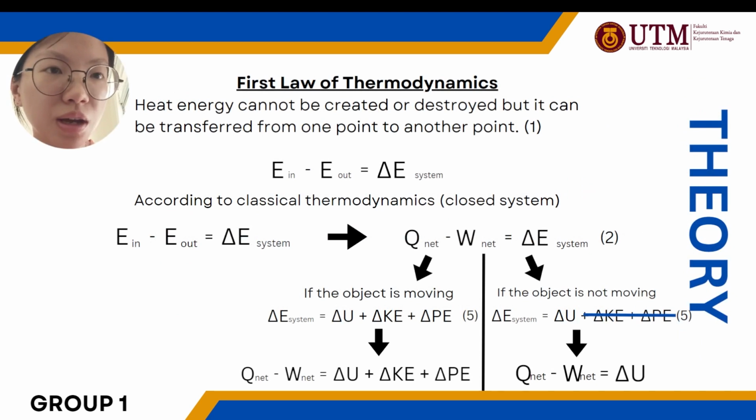I will present about the theory in this experiment. The first law of thermodynamics defines that heat energy cannot be created or destroyed, but it can be transferred from one point to another point. According to classical thermodynamics, heat exchange between a system and its surrounding minus the work done by or on the system is equal to the total change in internal energy of a system. If the object is moving, then it would involve the kinetic energy and potential energy, and vice versa.